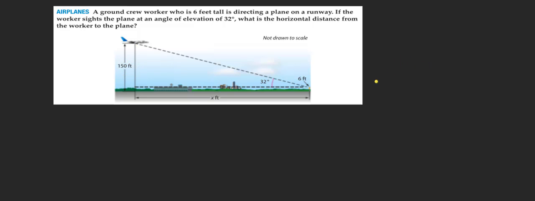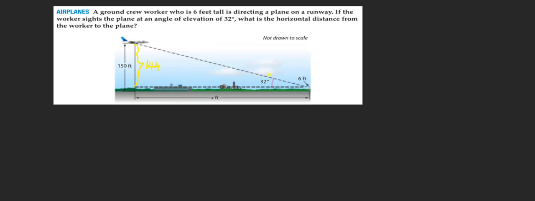So if you think about it, since the height of the crew worker is 6 feet, we need to subtract 150 minus 6 to get the distance of this right here. That's going to be 144. Again, since the 150 feet represents the height of the airplane, in order to get the length of this, that's going to be 144.